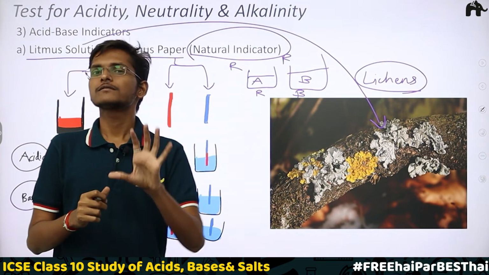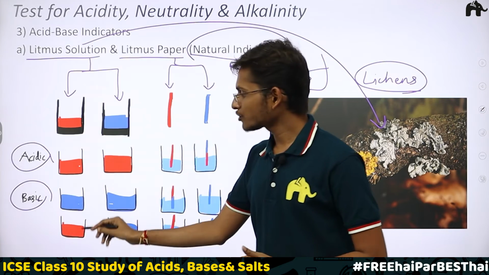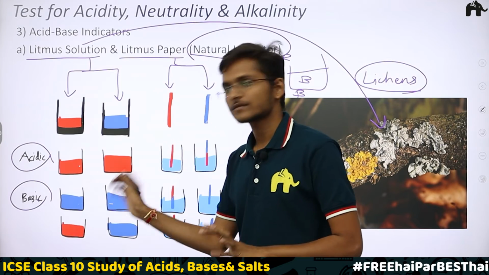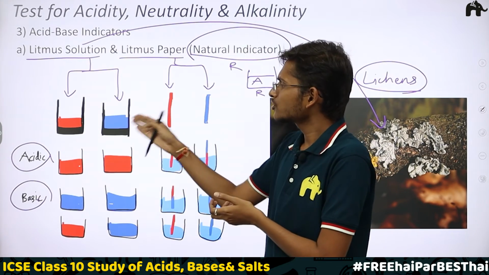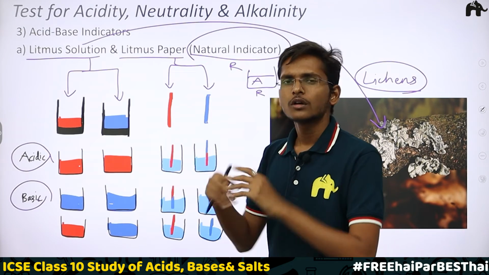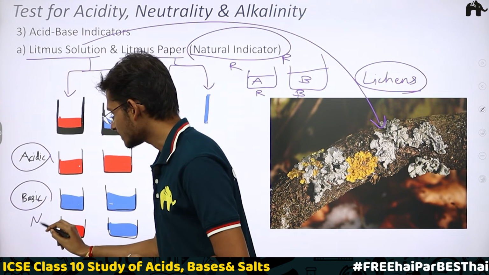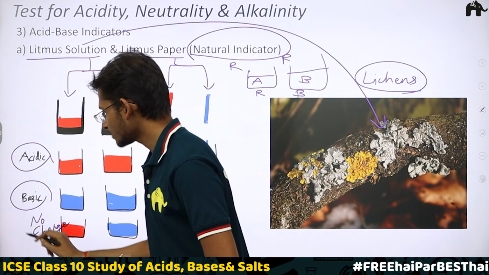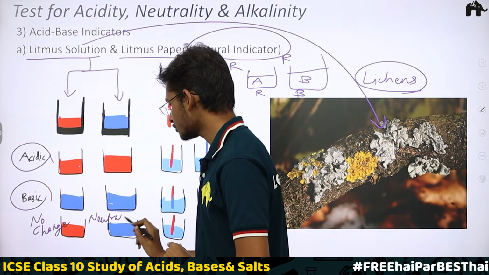So suppose you would have guessed, what happens with the neutral solution? The red litmus solution, when we are pouring into a colorless neutral solution, the color remains red. And when we are pouring blue litmus solution into the colorless neutral solution, the color remains blue. There is no change in the color, right? In case of neutral solutions.